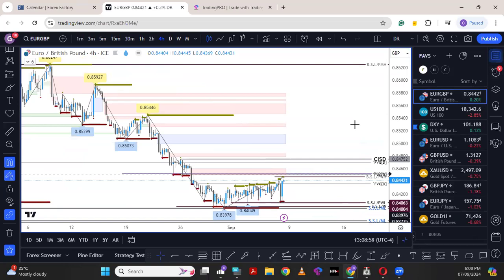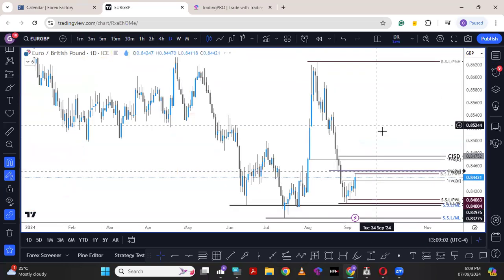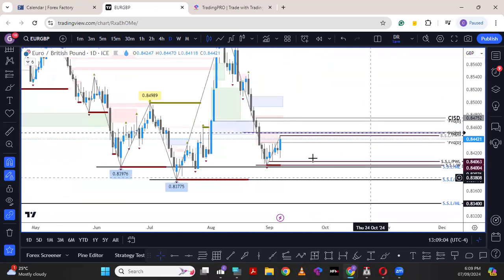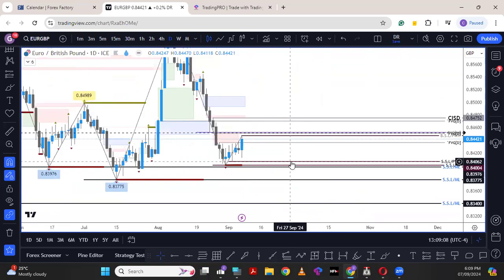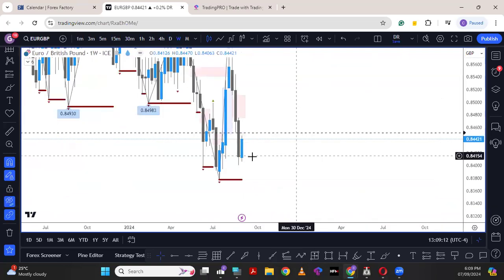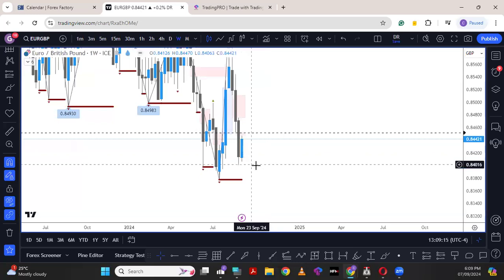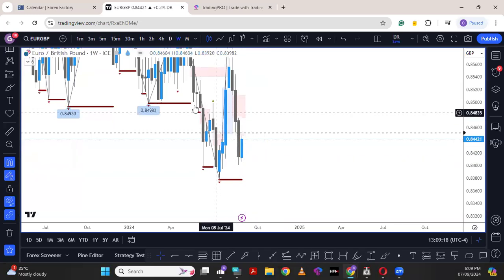Looking at the Euro GBP, it is still down. It's still technically bearish, but the possibility exists that we might see a bit of a retracement next week. If we start off from the weekly time frame, the weekly has what looks like a bullish piercing pattern. So we might see a bit of a bullish run going into next week on this pair.